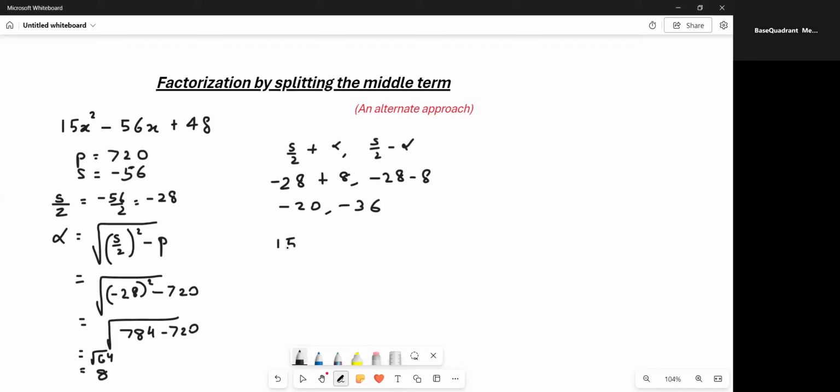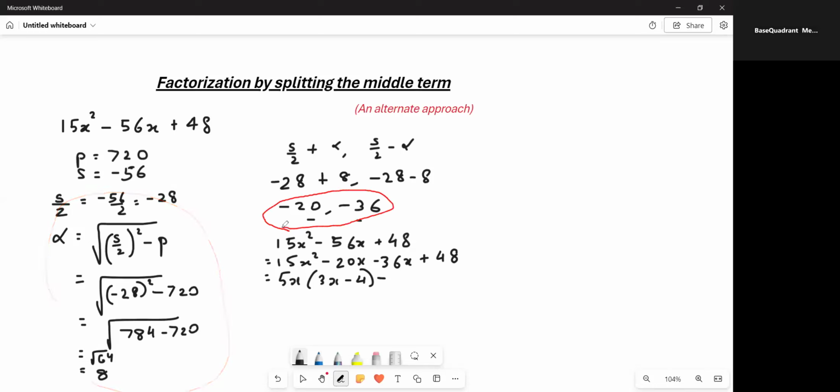So I'll again go through that quickly. 15x squared minus 56x plus 48 is equal to 15x squared minus, now taking the two numbers here, minus 20x minus 36x plus 48. Common factor here is 5x and 3x minus 4. I assume that you know this factorization because in this video we are only dealing with the method, the shortcut method or the safe method to find these numbers.